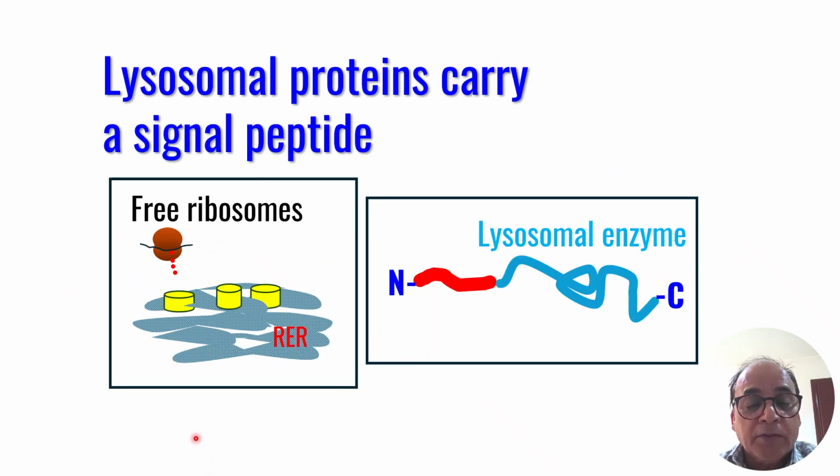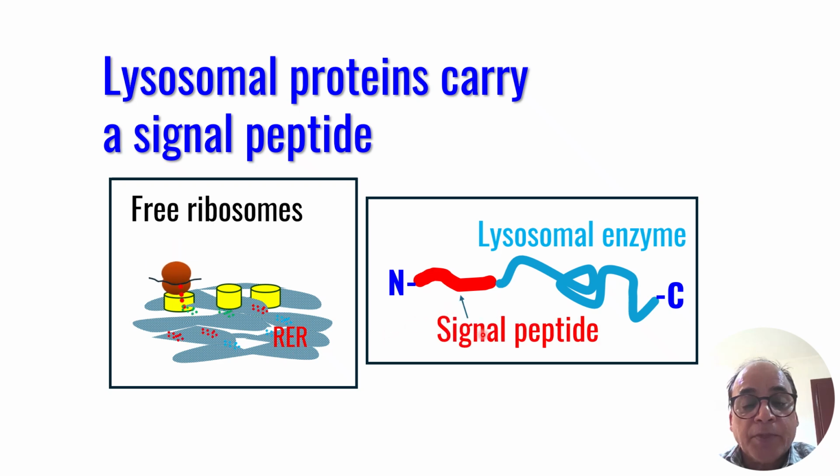Here I present a very brief overview of how the free ribosomes engaged in the synthesis of lysosomal enzymes integrate into the rough endoplasmic reticulum. They integrate by utilizing the signal peptide present at the N-terminus of all the lysosomal enzymes and proteins. However, for a detailed description on this aspect, I advise you to watch our dedicated video on our YouTube channel called Future Academics.